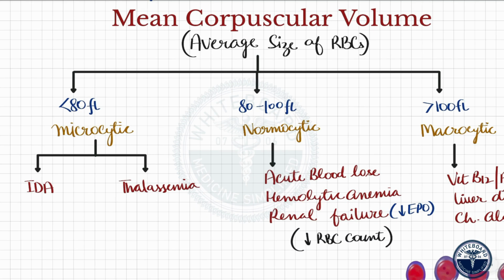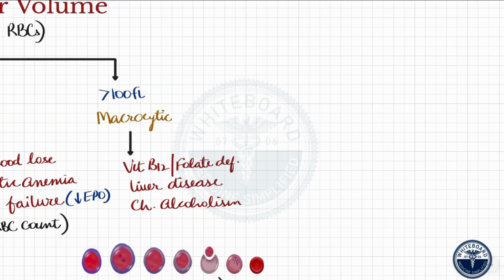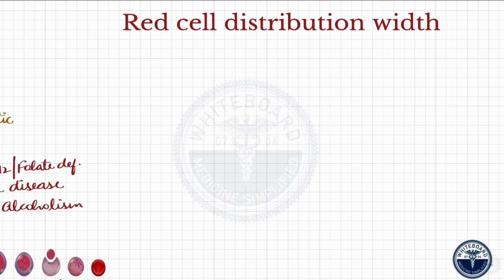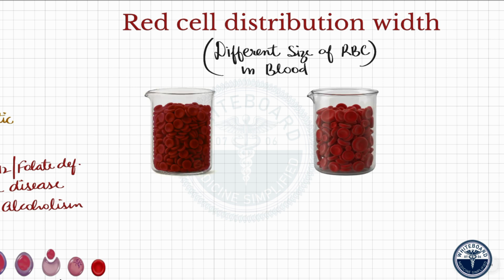After classifying anemia using the MCV, the next step is to assess the size variation of RBCs by looking at the RDW, or red cell distribution width. As we discussed in the previous video, the RDW tells us how much variation in size of RBCs is present in the blood. Suppose we take two samples. In the first sample, all the RBCs are nearly the same size with little variation. In this situation, the RDW will be normal or even on the lower side.